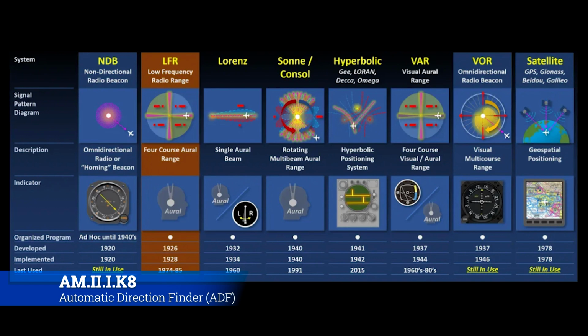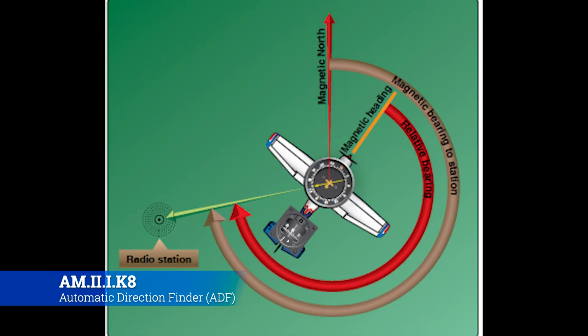So let's talk about what an ADF actually is and how it works. Whenever you hear the words homing beacon, that's what you want to think about with an ADF, because that's effectively how it works. So here I'm going to read you a paragraph out of the 8083, and that will get us going. An automatic direction finder operates off of a ground signal transmitted from an NDB, which is a non-directional beacon.